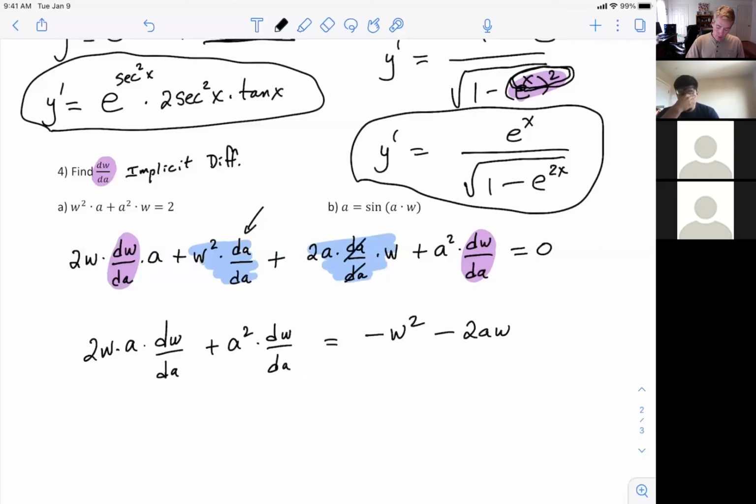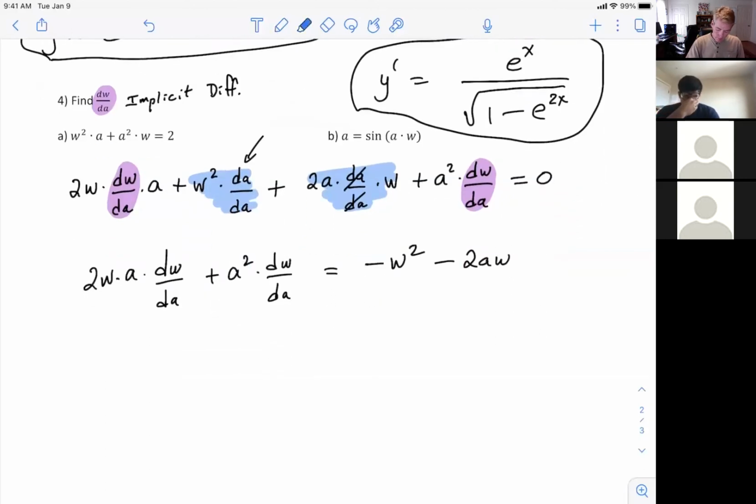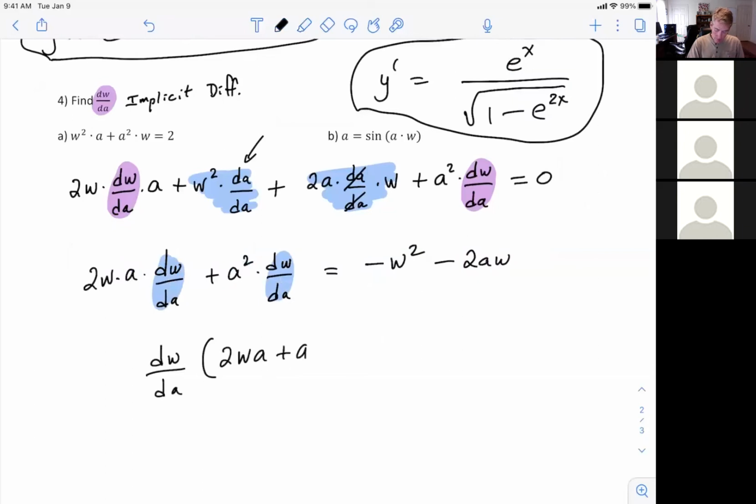And then there's just 2 more steps. So this one has dWdA and this one has dWdA. Since they're the same, you could factor it out. dWdA gets factored out. And then what remains is 2WA plus A squared. And on the right side, there's still minus W squared minus 2AW.